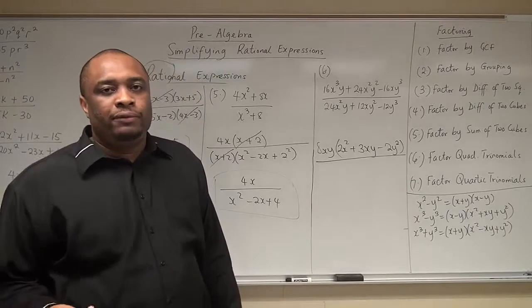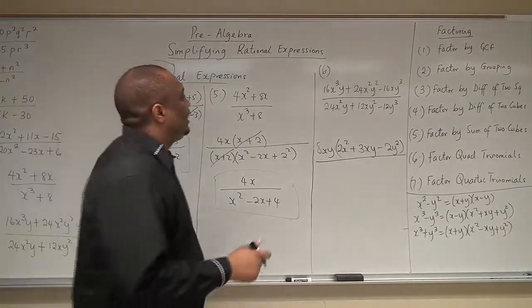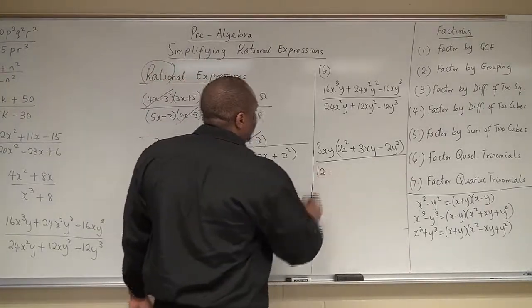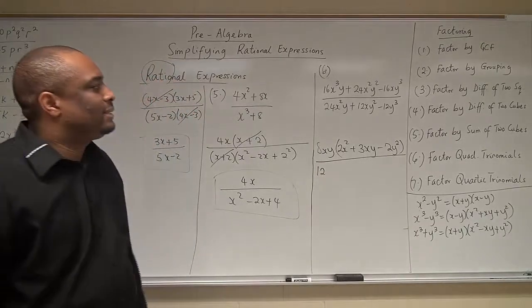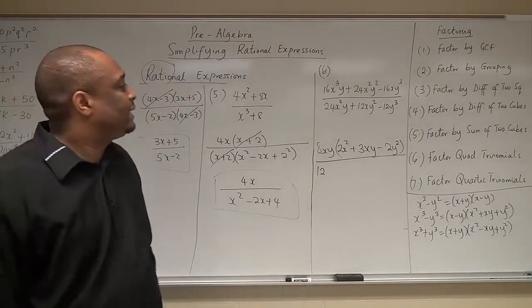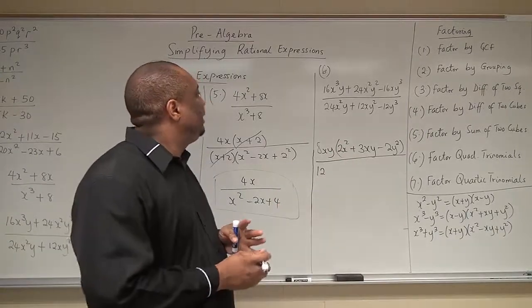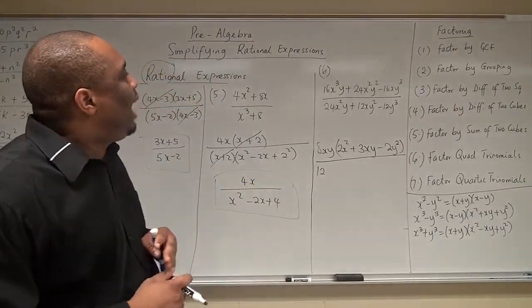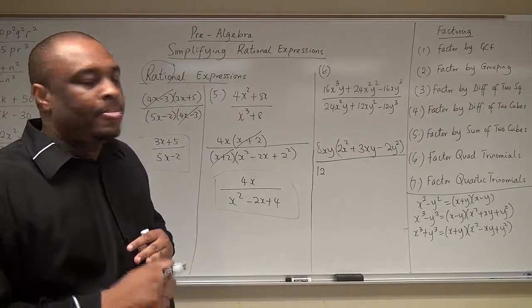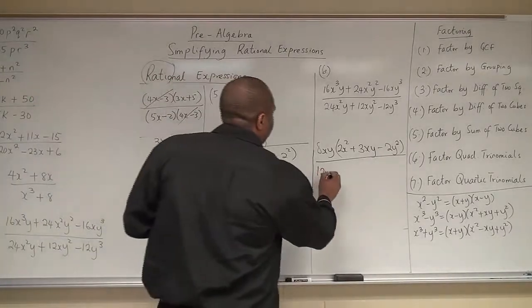24, 12, 12. The GCF for the number is 12. Then x squared and x, and the other one does not have x, so there is no common factor. Okay, so we leave the x. y squared and y cubed. The GCF is y.